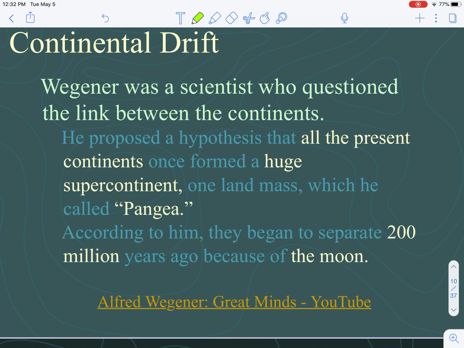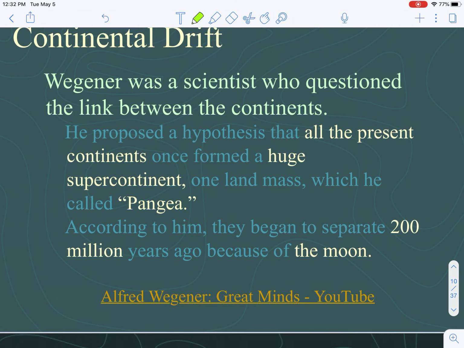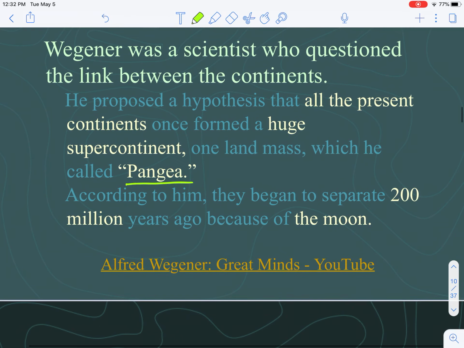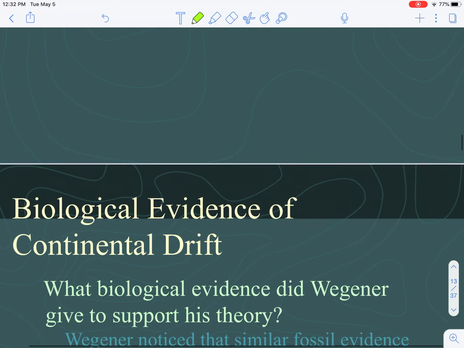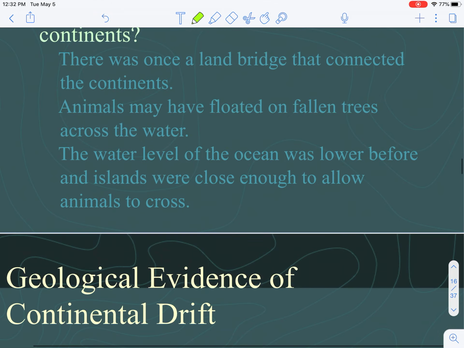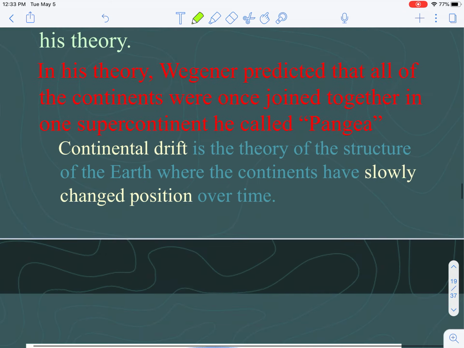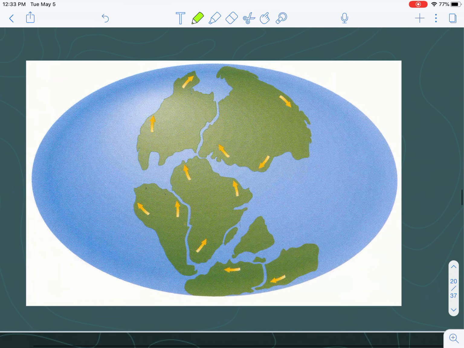Now, the idea of continental drift was explained by Wegener, who came up with this hypothesis about it, saying that all the continents on Earth once were a huge supercontinent called Pangaea. And he believed that they began to separate around 200 million years ago, and he figured it was because of the moon.